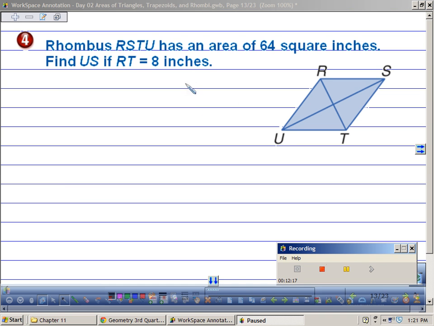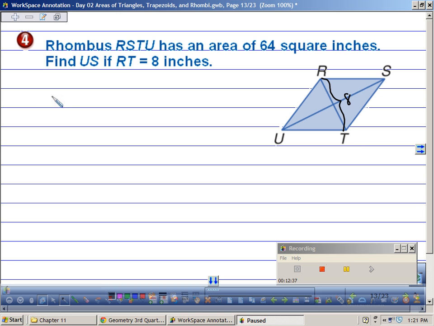All right, here's our last example. If I have a rhombus RSTU, RSTU, has an area of 64 square inches. So this time they're telling me what the area is, then telling me to find US if RT equals 8. There is one like this on the quiz. You will not have a picture.